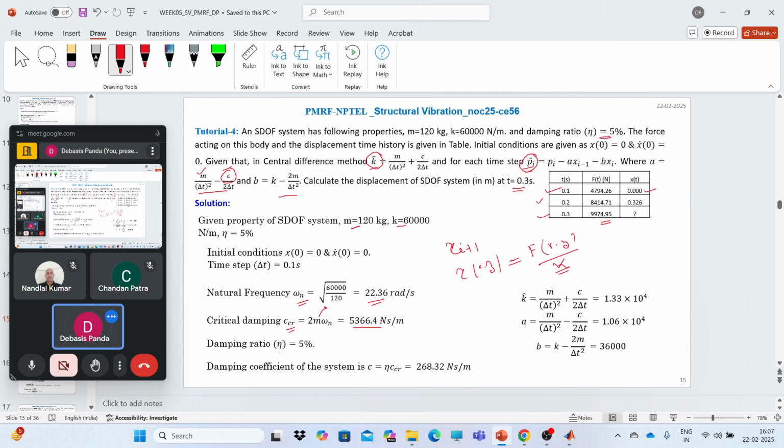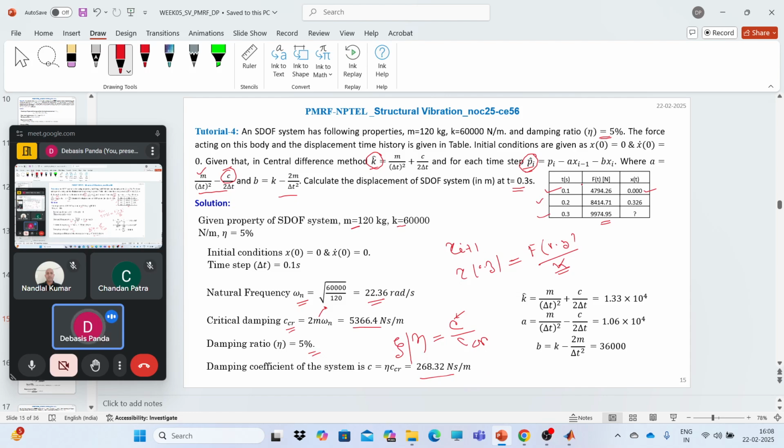Please cross check this one also, whether you are getting it or not. Now damping ratio is provided. We can calculate the c, because we know the damping ratio zeta is nothing but c by c critical. So from here we can calculate the c value. So c comes as 268.32 Newton second per meter.